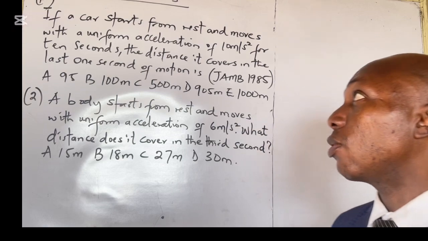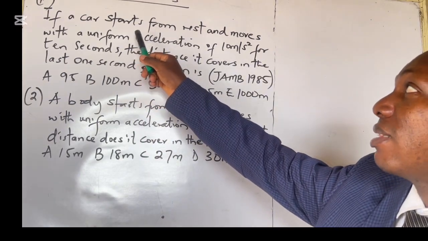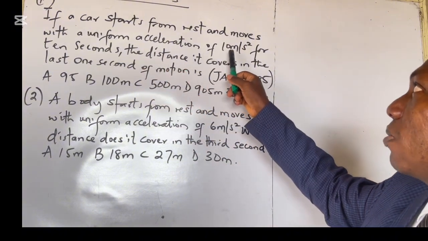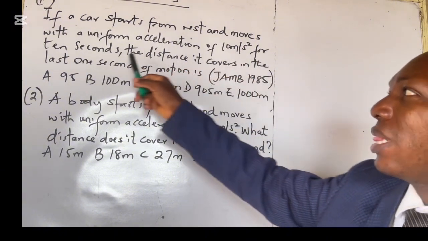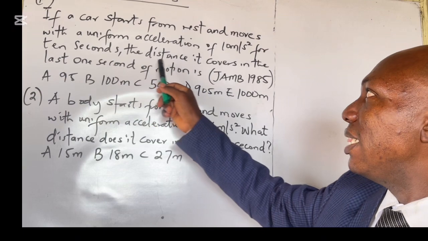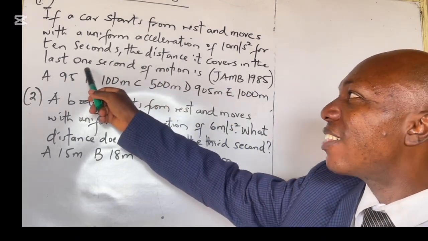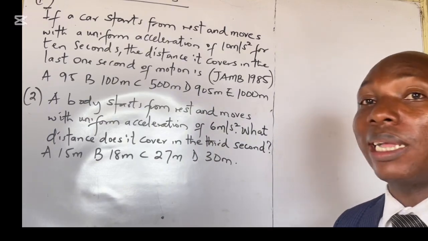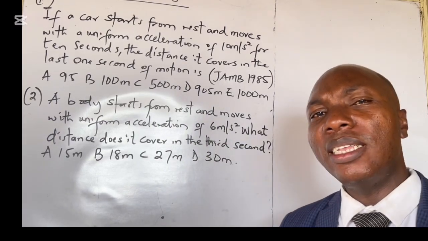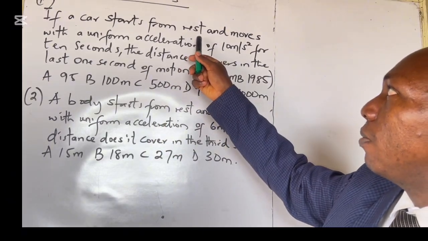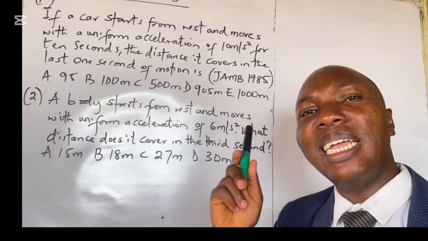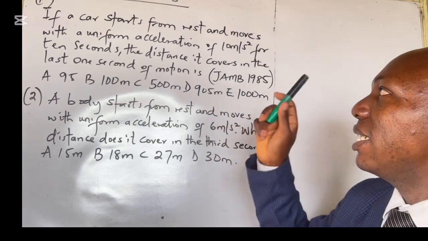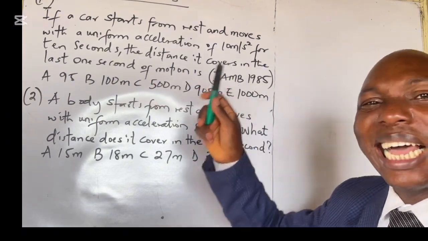Let's start with this question. If a car starts from rest and moves with a uniform acceleration of 10 meters per second square for 10 seconds, the distance it covers in the last 1 second of motion is, so we are given the options. Don't forget, this body starts from rest, signifying that our initial velocity is 0. And we're asked to calculate the distance it covers in the last second.